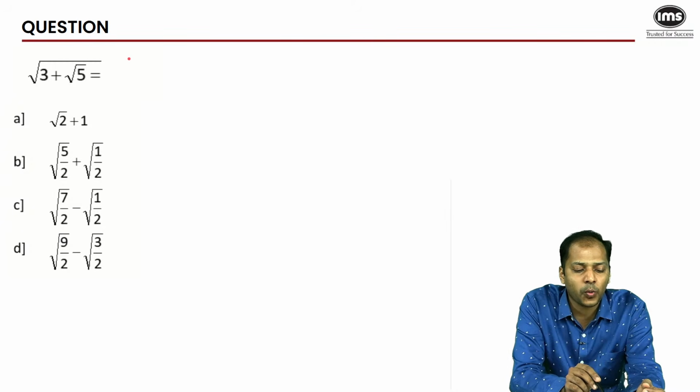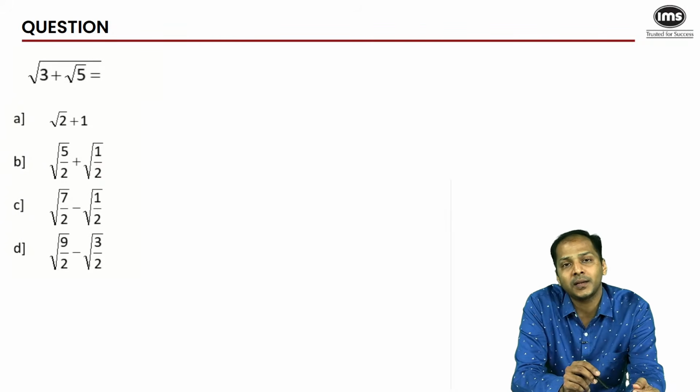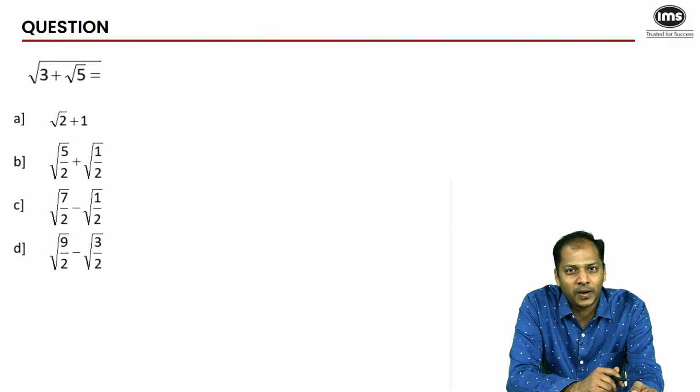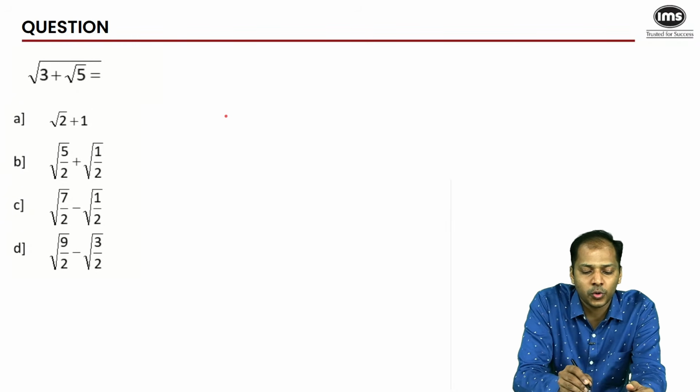You've been asked to find the square root of 3 plus root 5. Instead, you could do the square of the options and see if you're getting 3 plus root 5. Okay, so one way is that, but normally, you should know the method of solving.